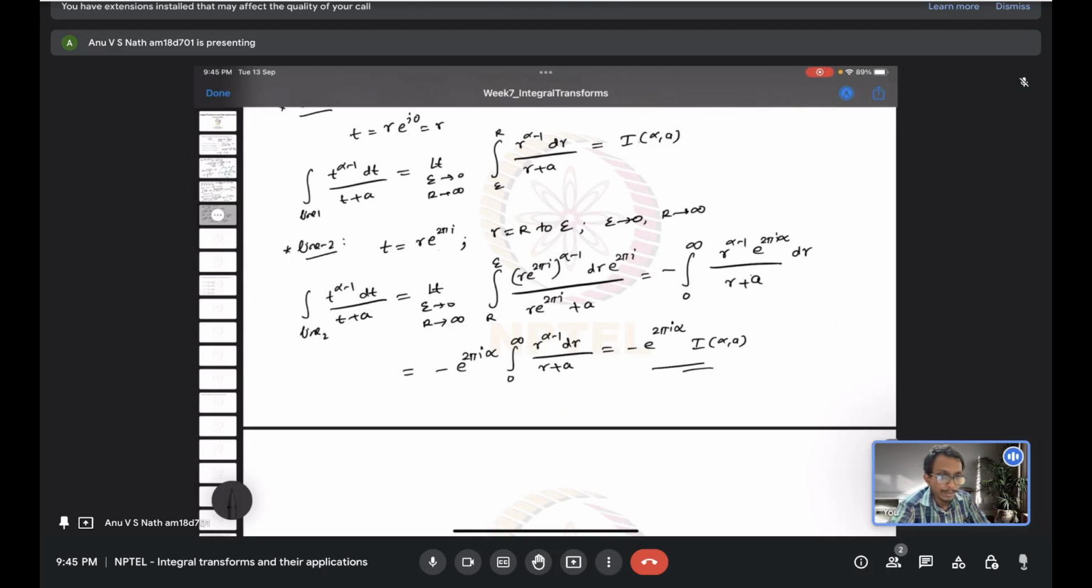So the catch is, like I said earlier, if alpha was an integer, then whatever is before the I in this particular integral is just e raised to 2 pi I alpha. For any integer value of alpha, let's say alpha equal to 0, alpha equal to 1 or 2, whatever, you will find that exponential term is going to be simply 1, and you will find the entire expression is just minus I of alpha comma a.